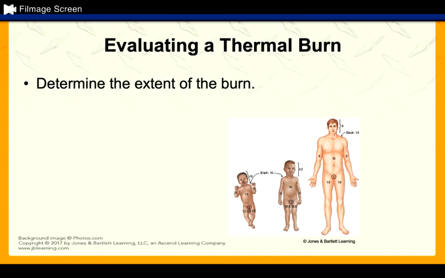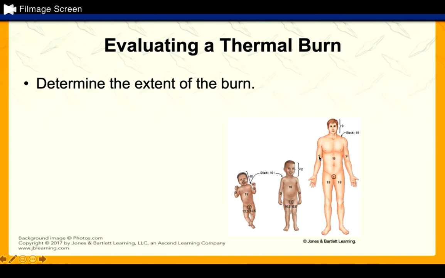So how do you determine the extent of a burn? What we do is estimate how much of the body surface has been affected. What we're trying to do is determine the body surface area the burn covers, and we use the rule of 9. So if you look at this photograph, in an adult, we'll start off with the image all the way on the right over here.